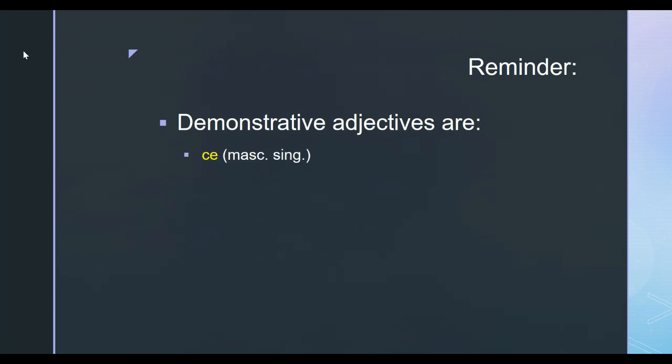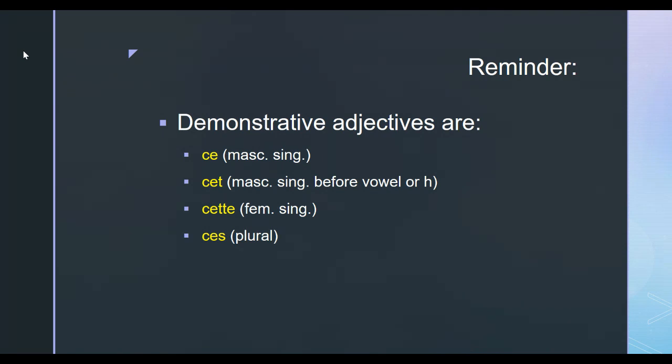So they are ce, which is the masculine singular, cet, which is that masculine singular before a vowel or an H, just to get that sound. Okay. Cette, C-E-T-T-E, that one's the feminine singular. And then ces is the plural. All right, remember, these are the ones that mean this, that, these, those.